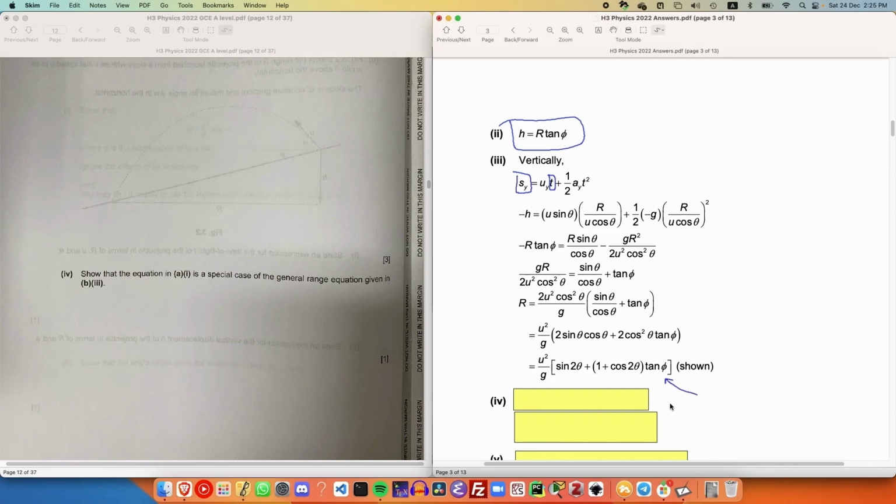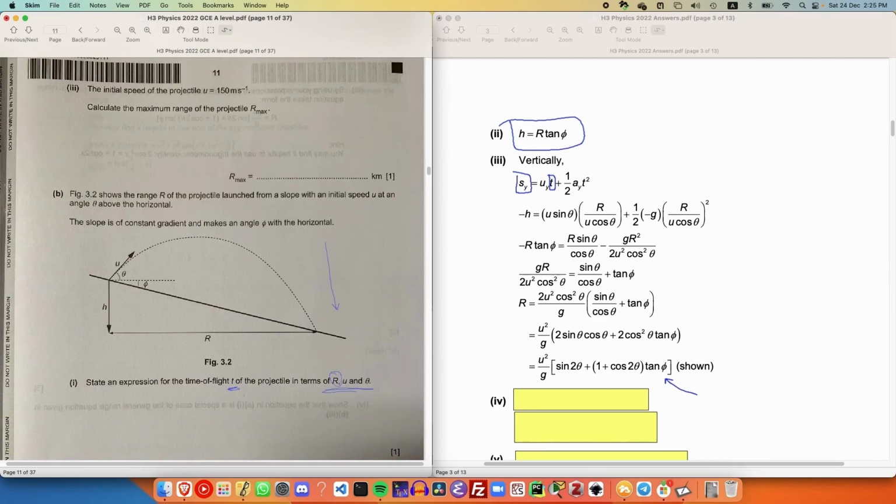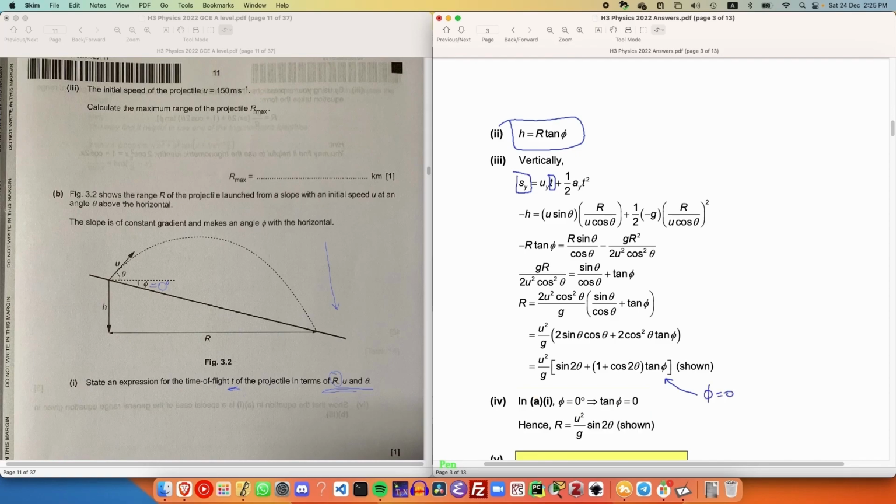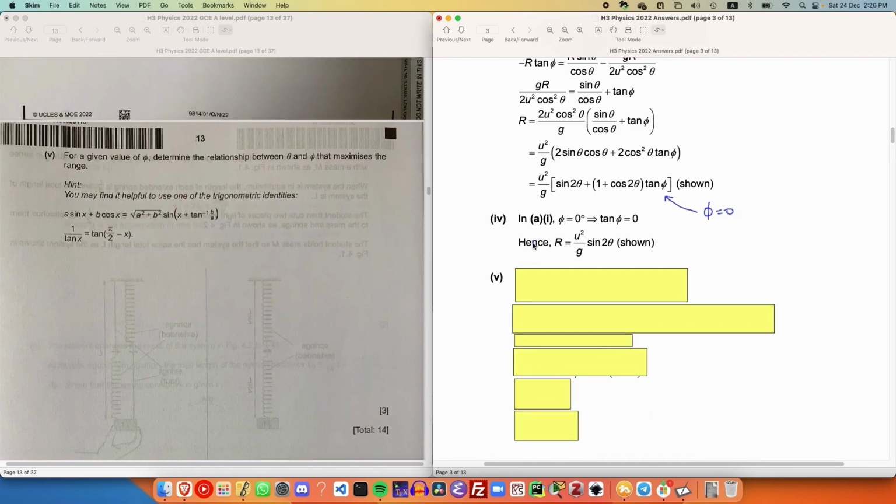And this is always a good sanity check to do whenever you have obtained a more general expression. In this case, the special case is when the slope has an angle phi of 0 degrees. So it just amounts to substituting phi equals to 0 into the following expression, and that gives us the original equation. Now for the last part, we're asked to find the given value of theta.